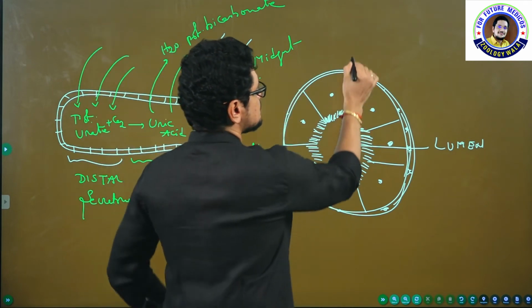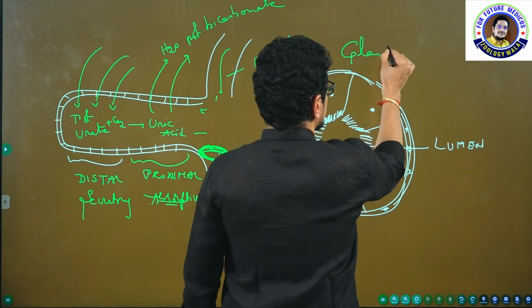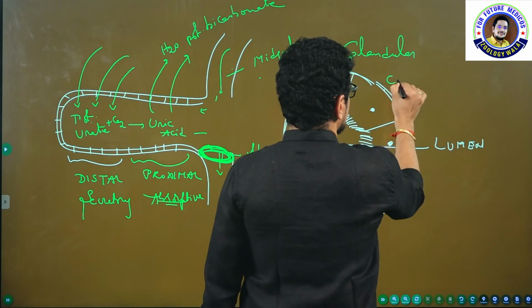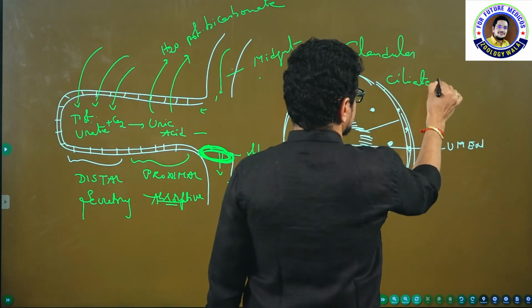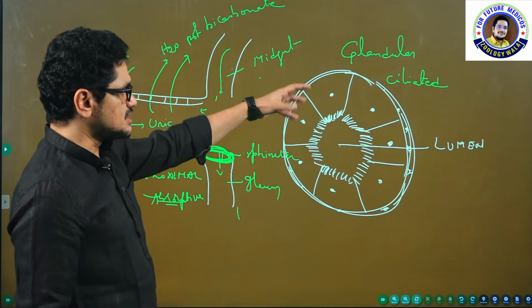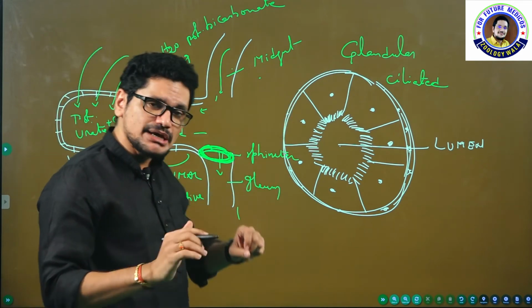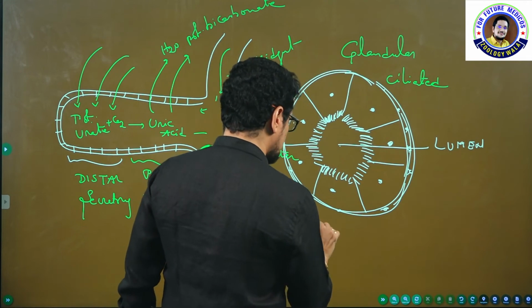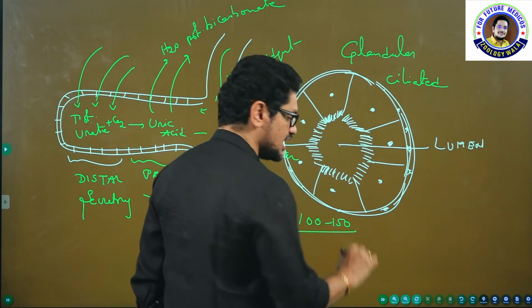So, what are the cells present in the Malpighian tubule? Glandular ciliated. Glandular, secreting something. Ciliated cells, useful for absorption. How many Malpighian tubules are present? 100 to 150. Malpighi is the name of a scientist.